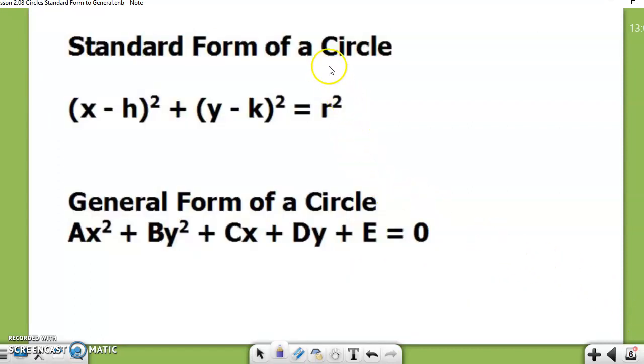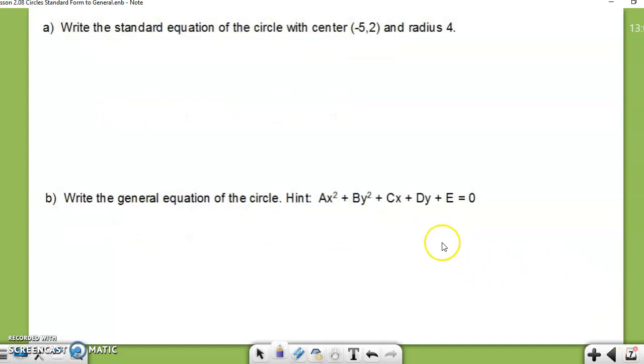Okay, now we're going to be converting from standard form to general form. The general form looks crazy, but I've got a good, easy way for us to go from standard form to general form. Let's do some examples together. Write the standard form of this equation, so I can easily do that. That's going to be x minus a negative 5, which is x plus 5, squared, plus y minus 2 squared equals my radius squared, so that's going to be 16.